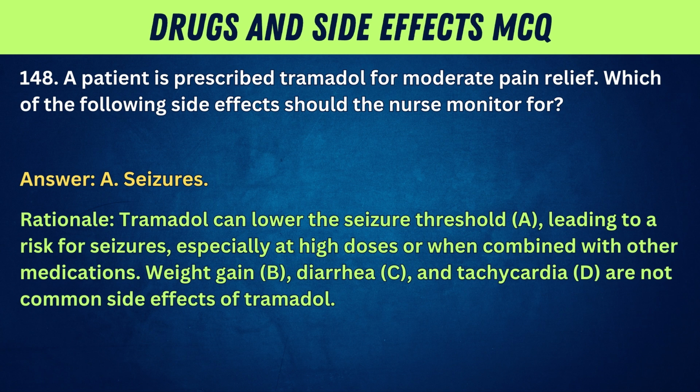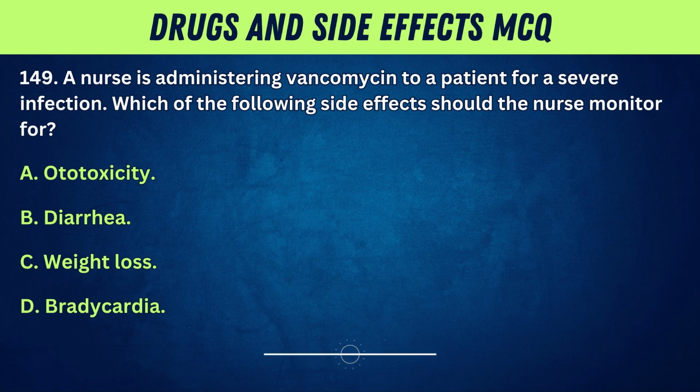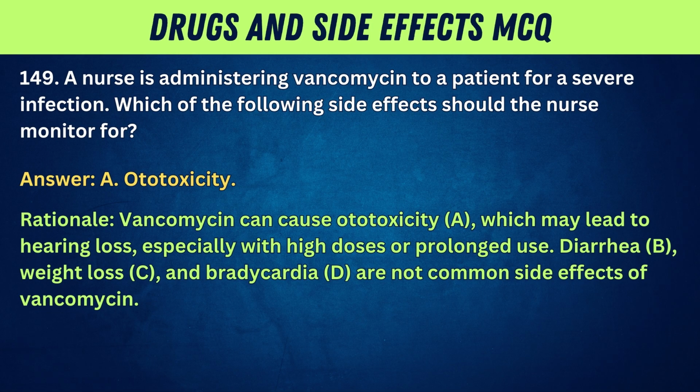Answer: A. Seizures. Rationale: tramadol can lower the seizure threshold, A, leading to a risk for seizures, especially at high doses or when combined with other medications. Weight gain, B. Diarrhea, C. And tachycardia, D. Are not common side effects of tramadol. 149. A nurse is administering vancomycin to a patient for a severe infection. Which of the following side effects should the nurse monitor for? A. Ototoxicity. B. Diarrhea. C. Weight loss. D. Bradycardia.